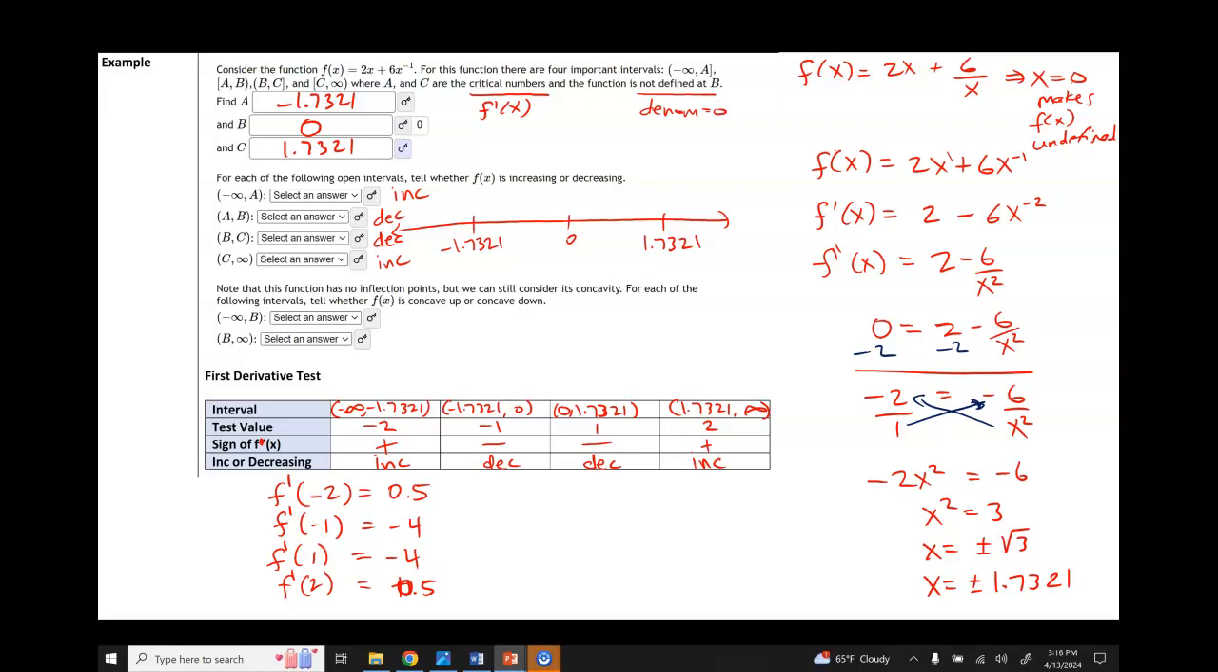So once again, I pick my test points and I plug them into the first derivative, which is here. This is my first derivative, and this tells me if the function is increasing or decreasing.